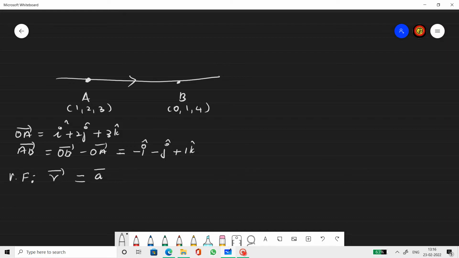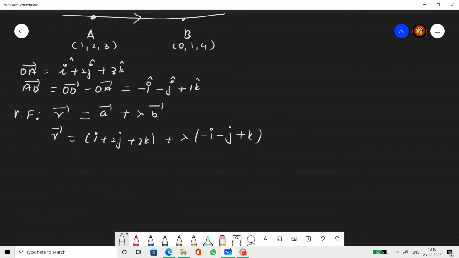R vector equals A vector plus lambda times B vector. So R vector equals A, which is i plus 2j plus 3k, plus lambda times minus i minus j plus k. Isn't it simple? We didn't learn any new formulas. So this way we found the equation of this line segment in vector form.